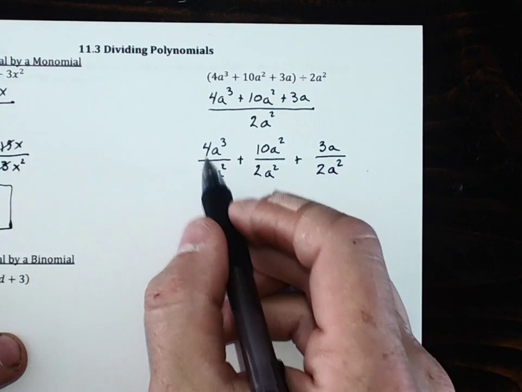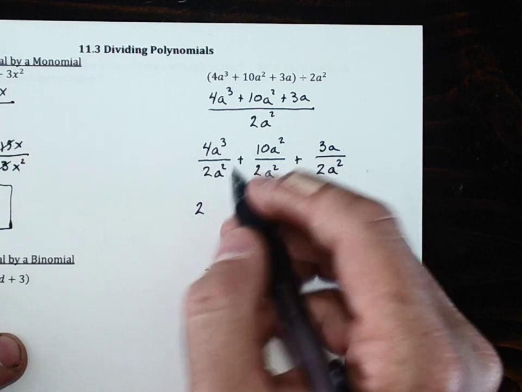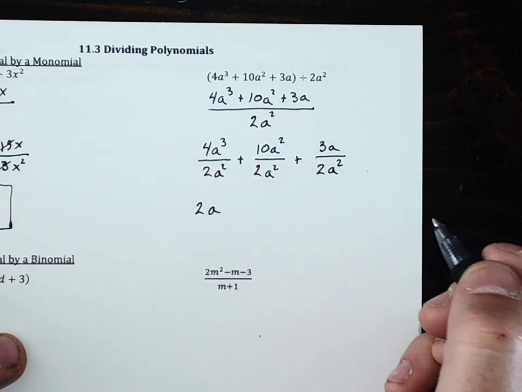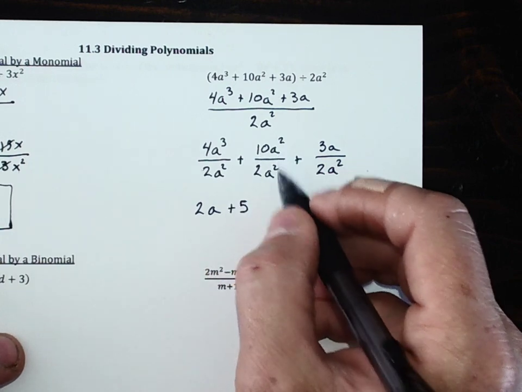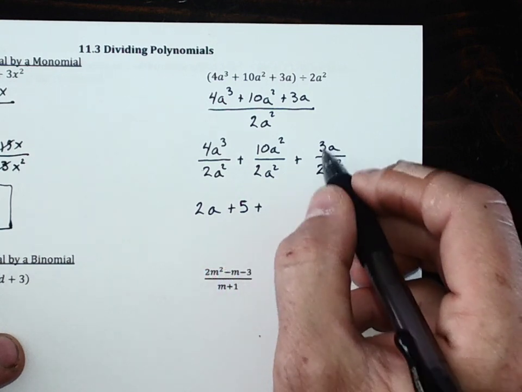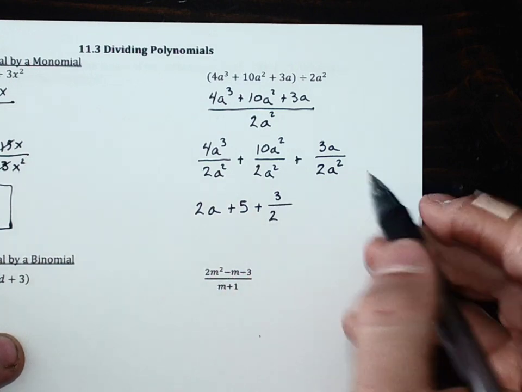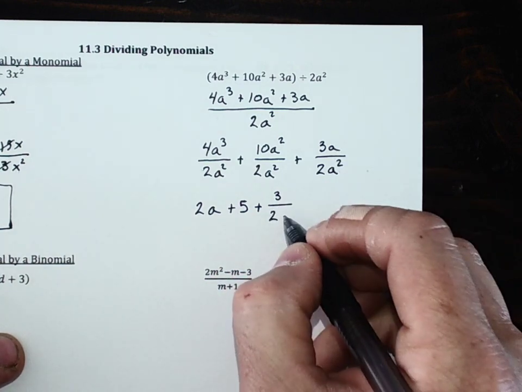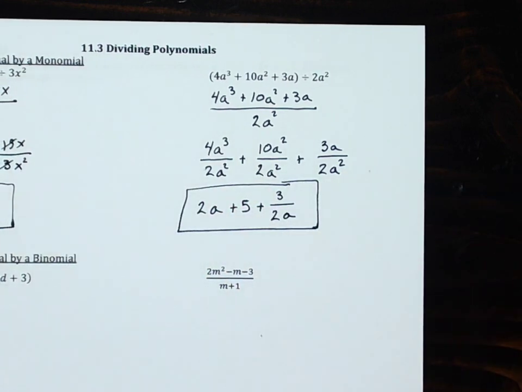So again, 2 divides into 4, making it a 2, and a to the third divided by a to the second is a single a. 2 goes into 10, making it a 5, and a squared divided by a squared is 1. Plus, 3 and 2 does not reduce, so I still have a 3 over 2. A goes into the a to the second, leaving 1a on the bottom. So the answer is 2a plus 5 plus 3 divided by 2a.